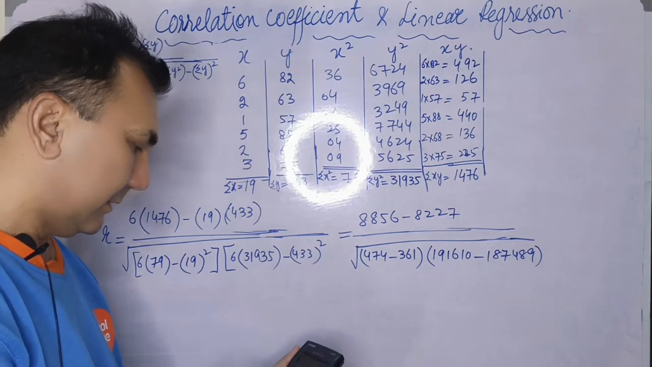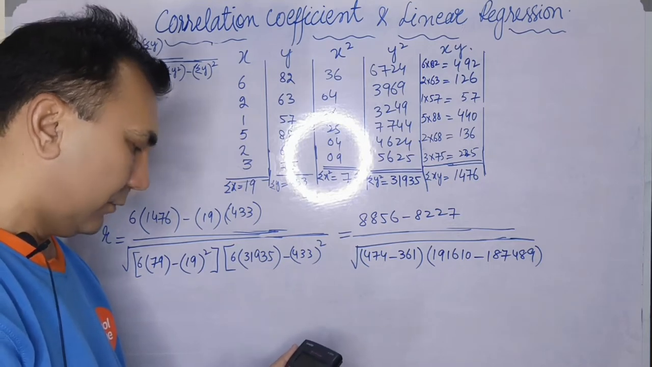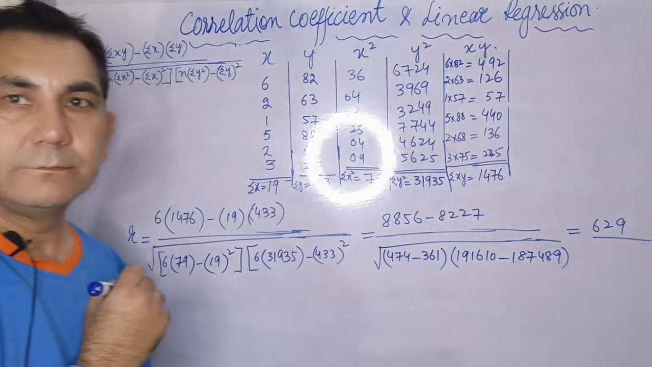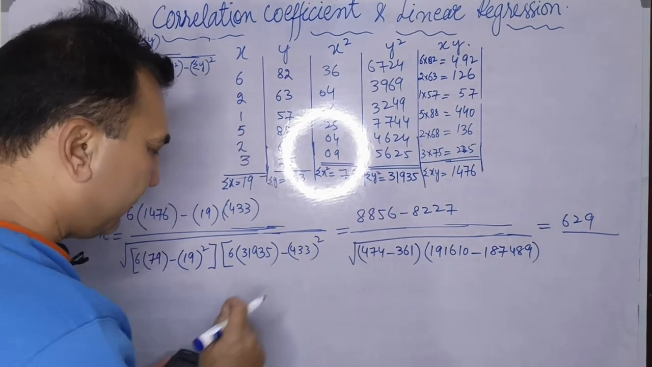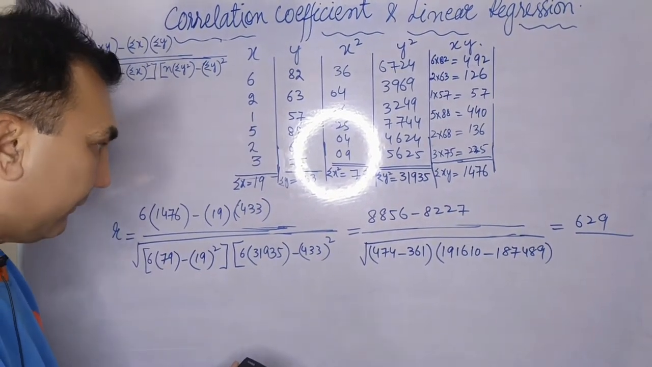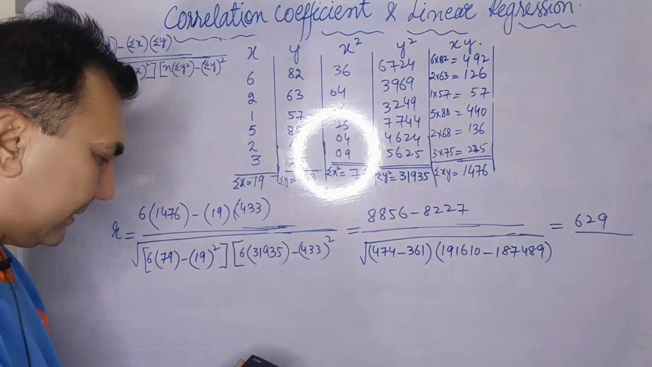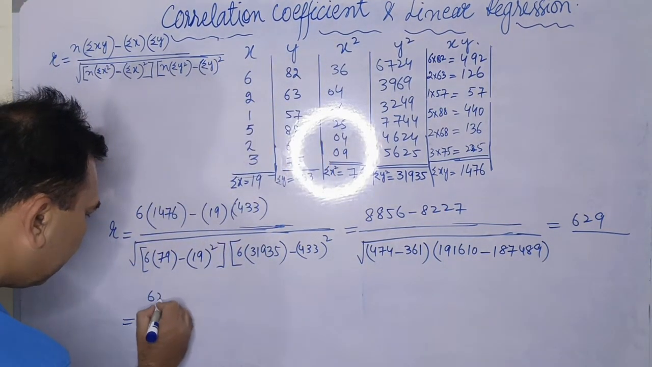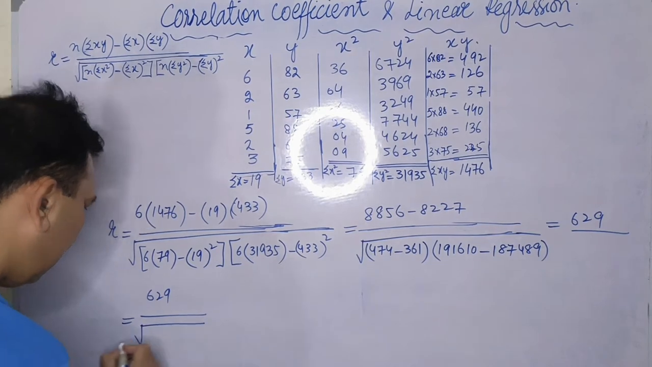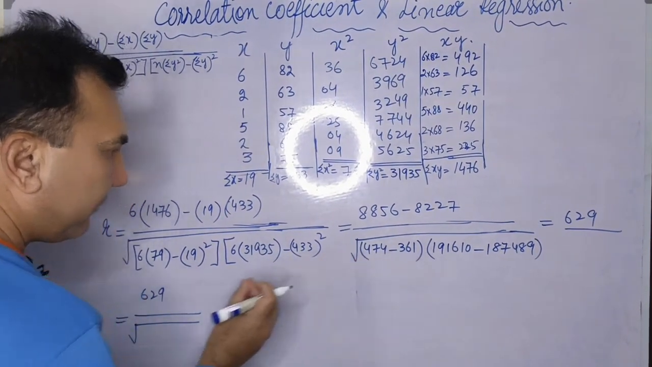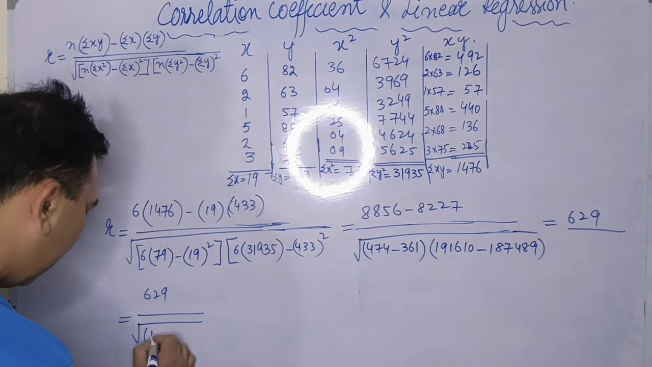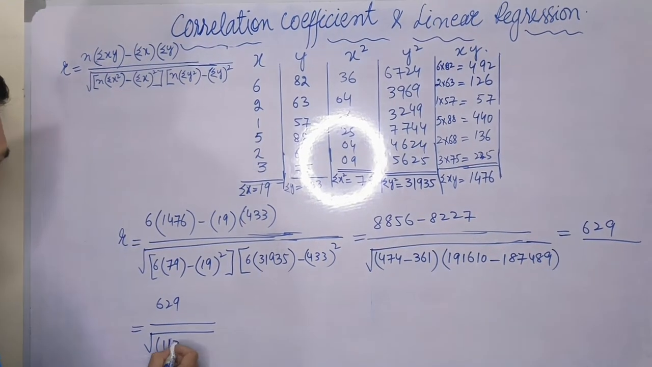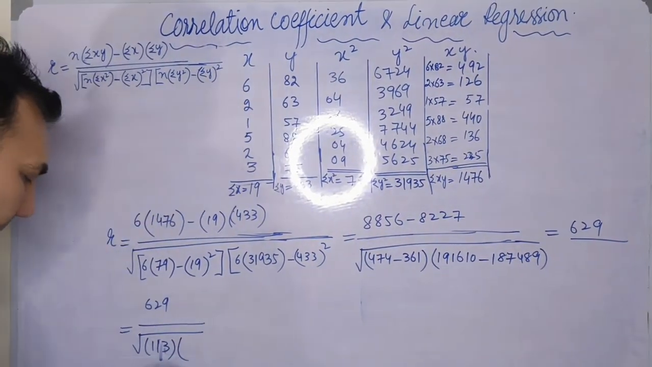Now we will subtract 8856 minus 8227, which is 629. Then we will subtract the 361 from the 474, which comes up with the value of 113.